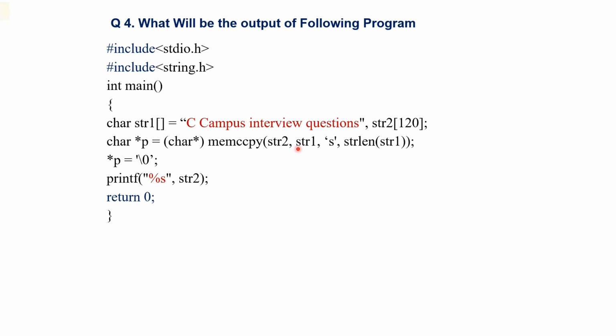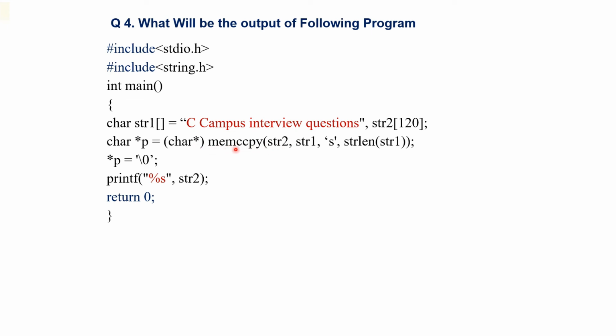So see here the string str1, there is a character s. This is the character s of the first occurrence. Hence the string will be terminated at this s. That means the string "C campus" will be copied into the string str2. So hence with this, str2 becomes "C campus".